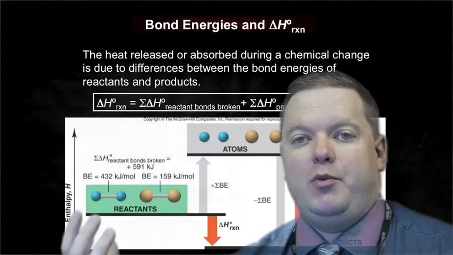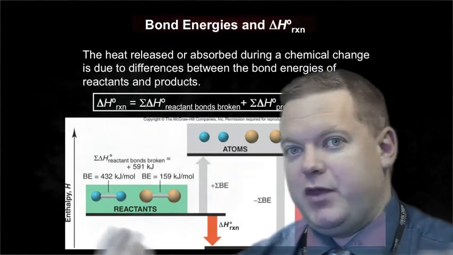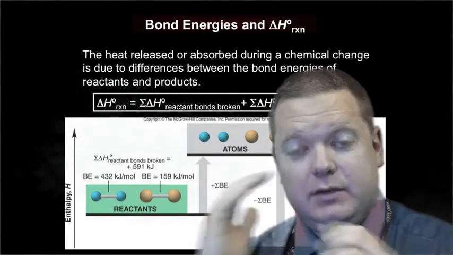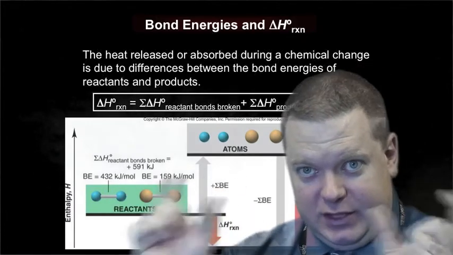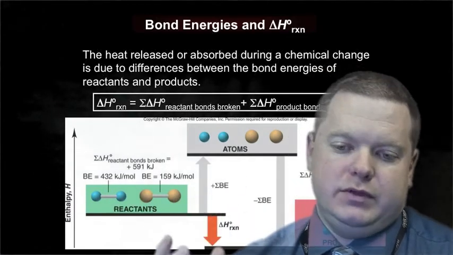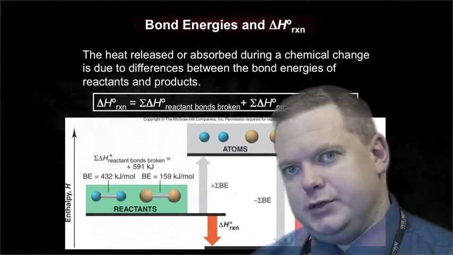So we're going to look at all the bonds present, essentially break them all in the reactants, and then look at all the bonds present in the products and form all of those. The sum of those two things is going to be our delta H of reaction.